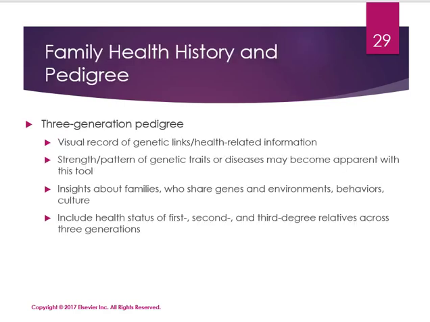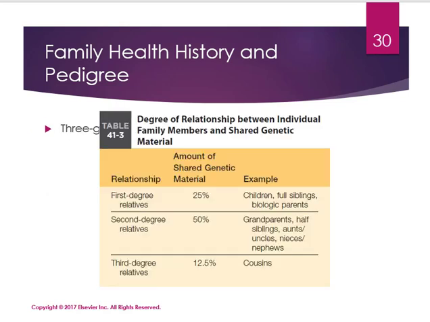It's important in primary care to take the time to collect the child's family health history and pedigree. You have probably seen in practice a 3-generation pedigree, and it's a visual record of genetic links and health-related information. On page 1158 in the book, table 41-2, there's some good information on general screening questions for genetic conditions when you're trying to obtain a good history. Table 41-3 gives some definitions for the degree of relationships between individual family members and their shared genetic material. And I believe this is on this slide.